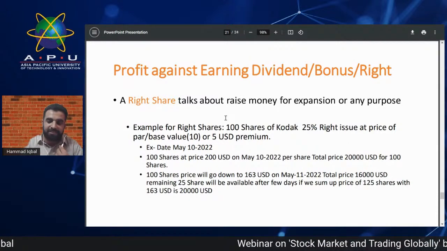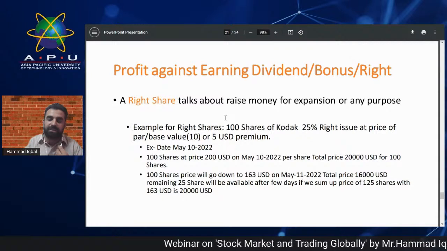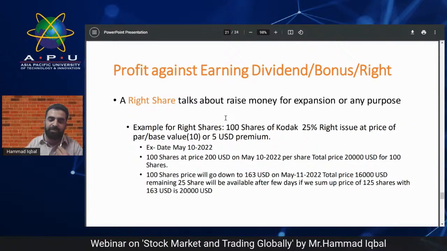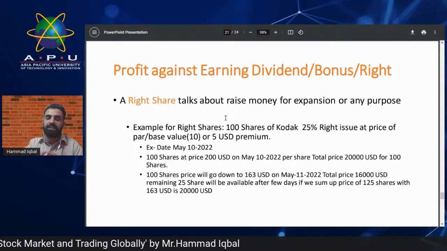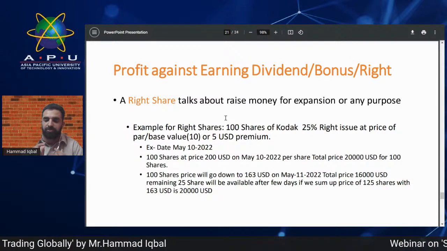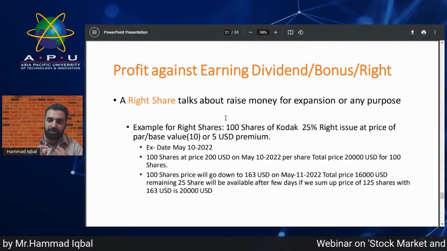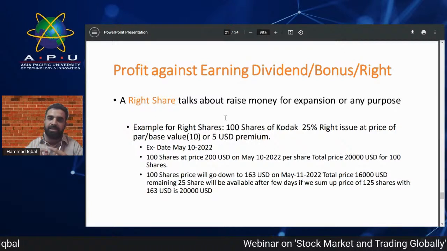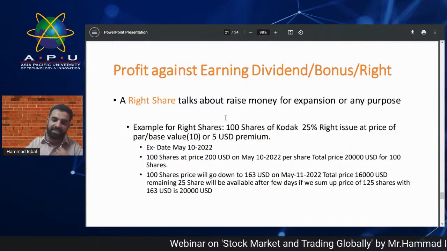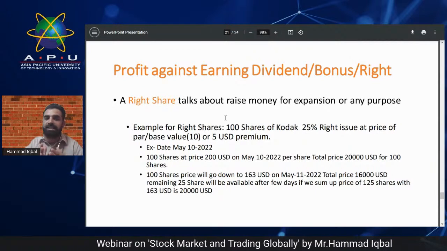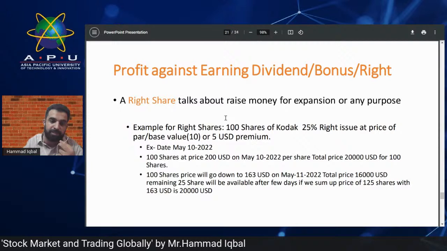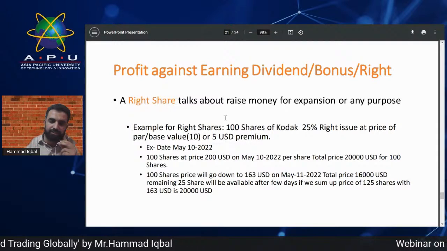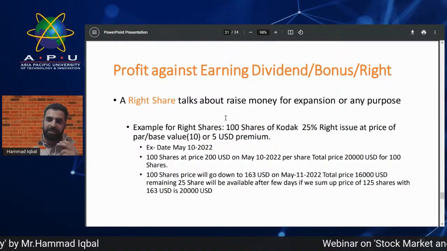In that case, if my company share is trading at $11, the whole price will be distributed over all 125 shares, and the price will go down on the next day. But the right share will be issued in a few days to the people, and they will pay the price for the new right share. So in that case, the company will raise money and reinvest.